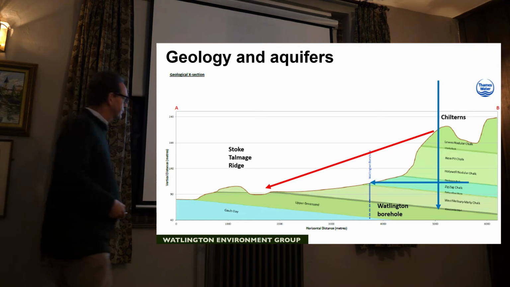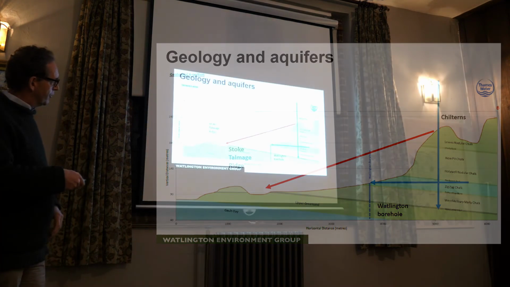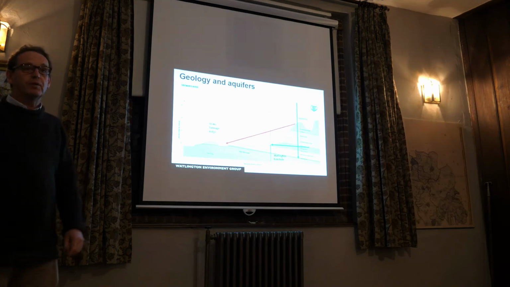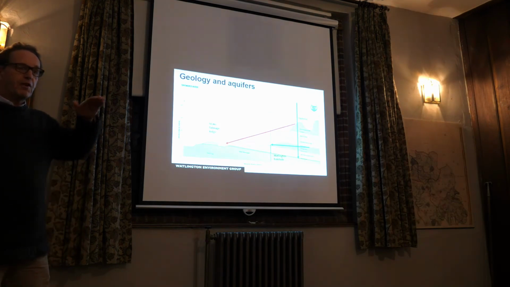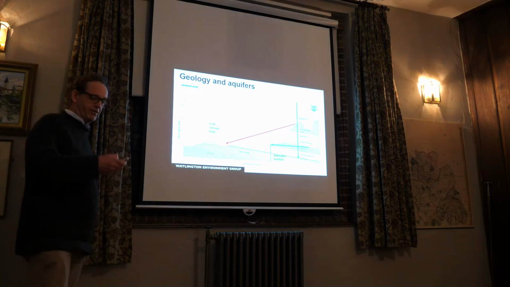One of the things I also want to just mention to you is that it's on a slope. Everything in Watlington goes downhill, which does mean it's not really a natural place for having wetlands.